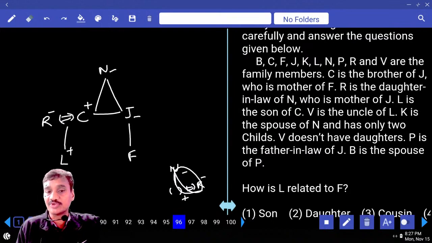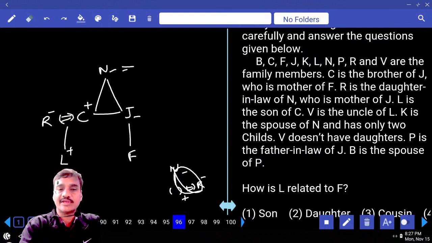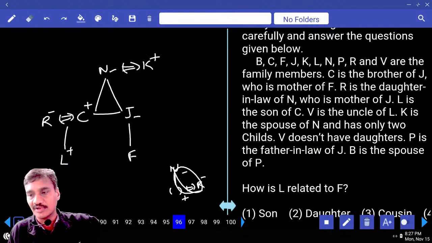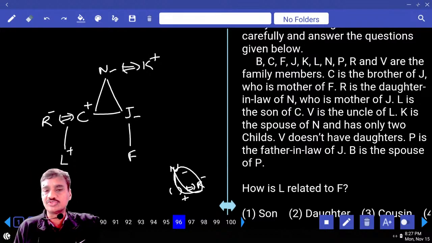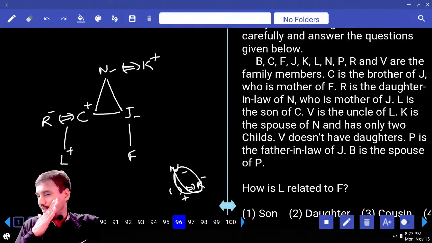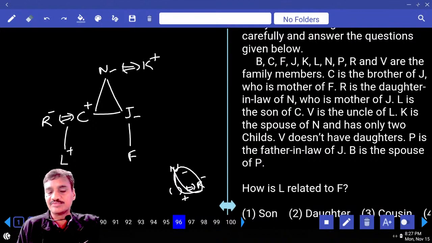And K is the spouse of N. N and K are a married couple. N is a female and K is a male. N and K are a married couple and have only 2 children. Who are those 2? C and J are the 2 children. And at the same time V does not have daughters. Now V does not have daughters, which means V must have a son.